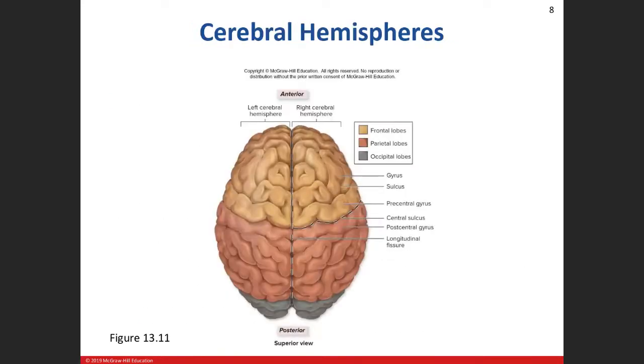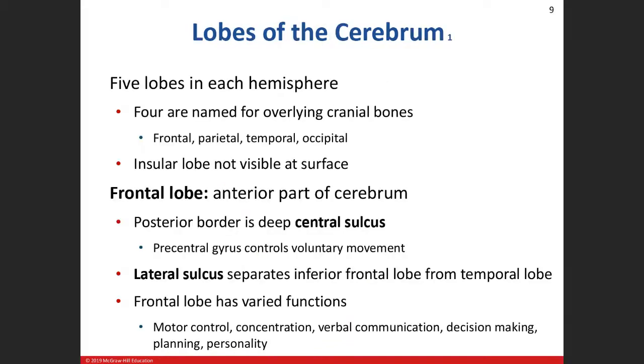This gyrus right here that I'm coloring in with the blue line, that is known as our precentral gyrus. You can see how it is anterior, just in front of the central sulcus. This gyrus here is known as our primary motor cortex. Every single one of us right now, if you make any type of skeletal muscle movement, that signal originates here, that little area there. It comes from our precentral gyrus. So that's what's going to control voluntary movement.